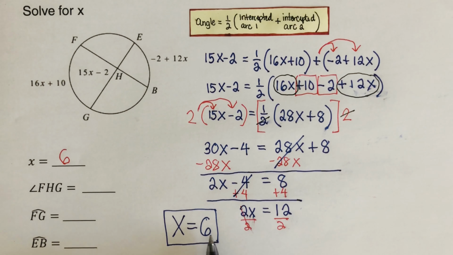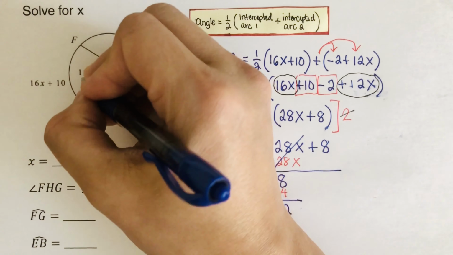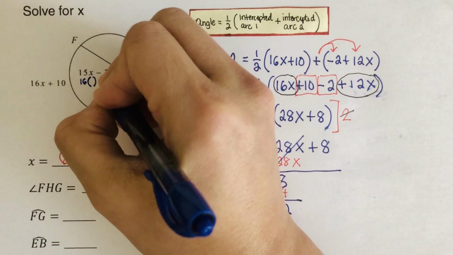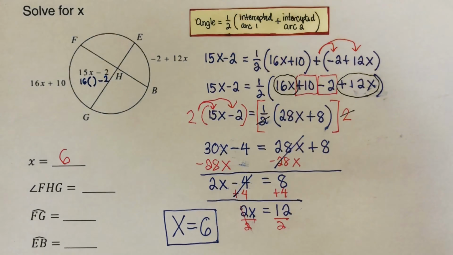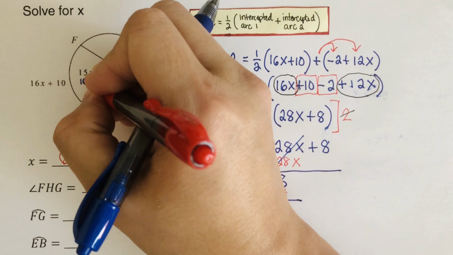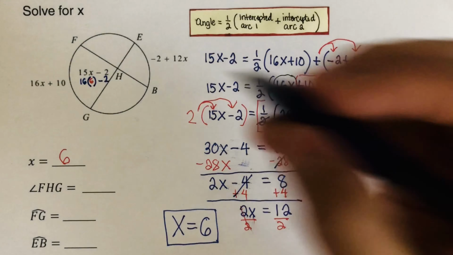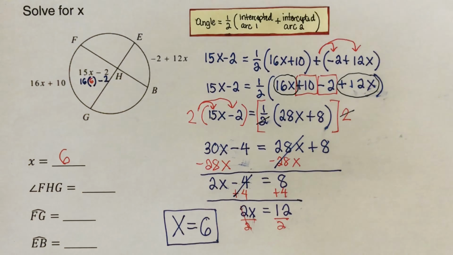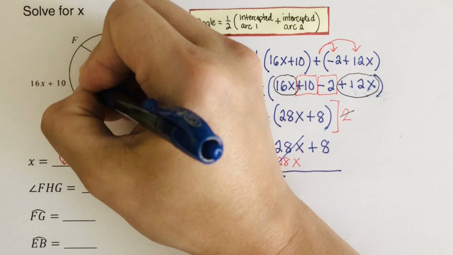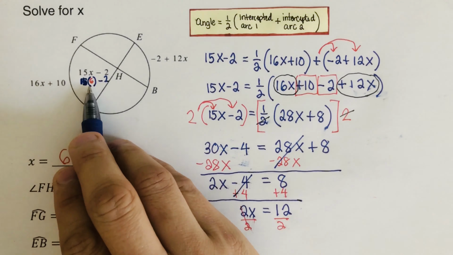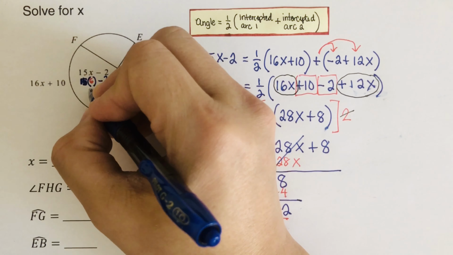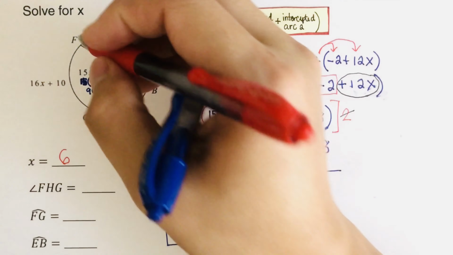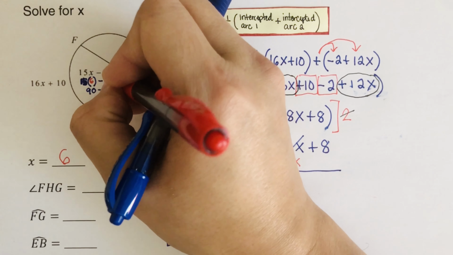What we are going to do is plug this 6 into the x. So that would be 16 times the x that we got minus 2. Again, the x here was 6. So that is 16 times 6 is 96. No, 15, it's supposed to be 15 times 6. That's 15 times 6 is 90. So it's going to be 90 minus 2 is 88. So this angle right here is 88 degrees.